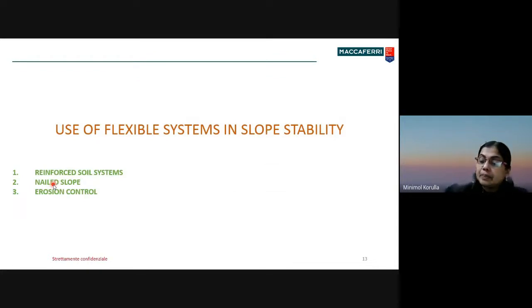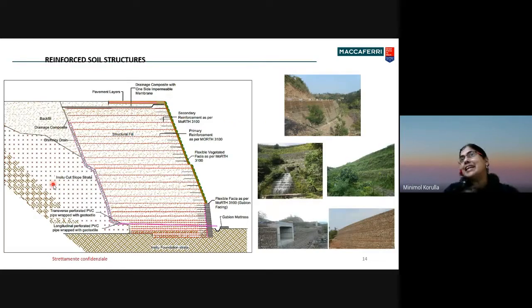Now, the basics of flexible systems. I was mentioning flexible systems a number of times, and I have shown some of the illustrations and some of the photos also. But let us look a little more closely at the different types of flexible system. Of the different types of flexible system, the most popular at present in India is the reinforced soil system.